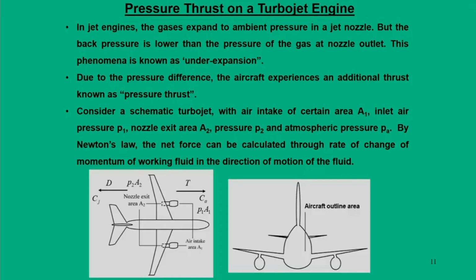But here we will use some similar concepts, but our approach will be somewhat different, and let us see how we are going to analyze the pressure thrust calculations. Again we will stick to our simple engine, the turbojet engine. The very basic philosophy is that the gas expands to ambient pressure in a jet nozzle, but the back pressure is always lower than the pressure at the nozzle outlet. This phenomenon is called under-expansion. That means it could have expanded, but our system or the pressure difference does not allow it.